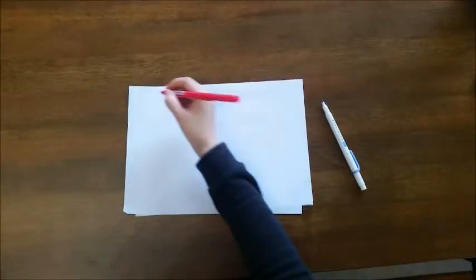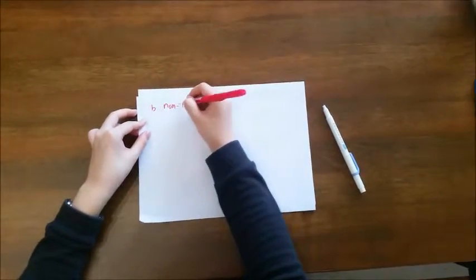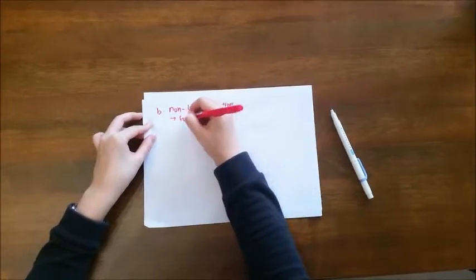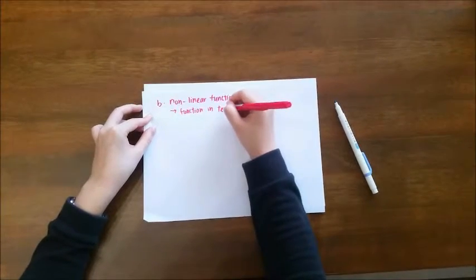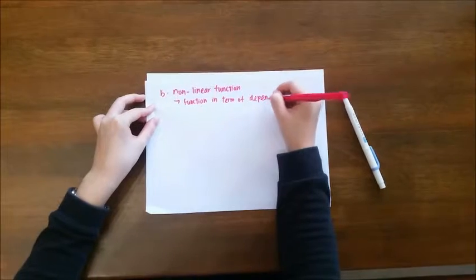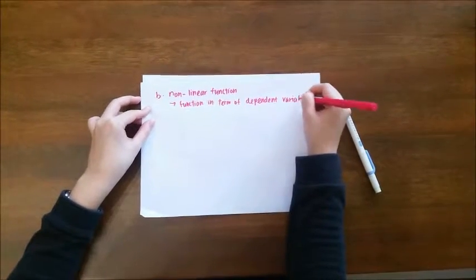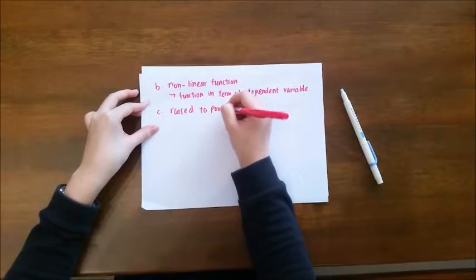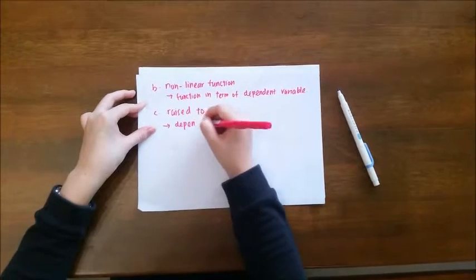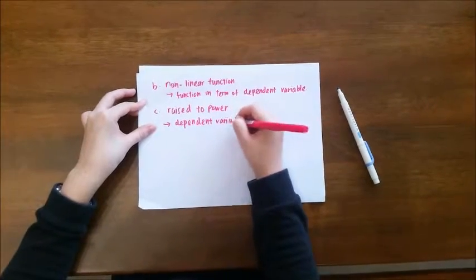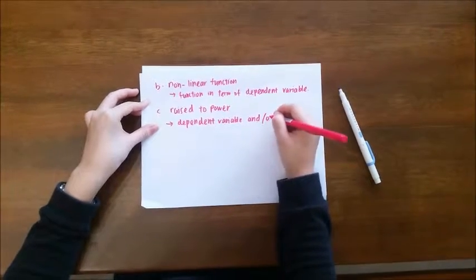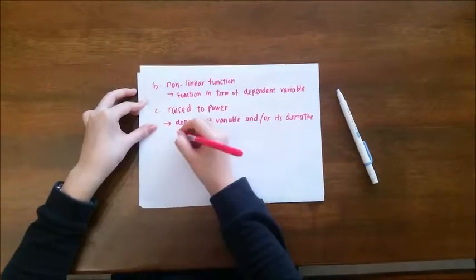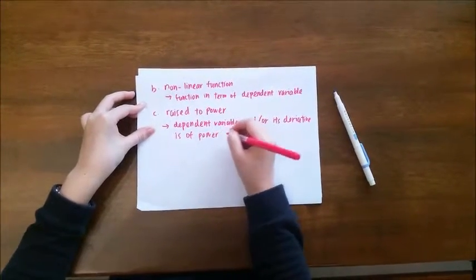Secondly, it can occur as a nonlinear function. This includes when the equation has a function of its dependent variable. Lastly, it can occur where the dependent variable and its derivatives are raised to a power, whereby the dependent variable and/or its derivatives are of power more than 1.